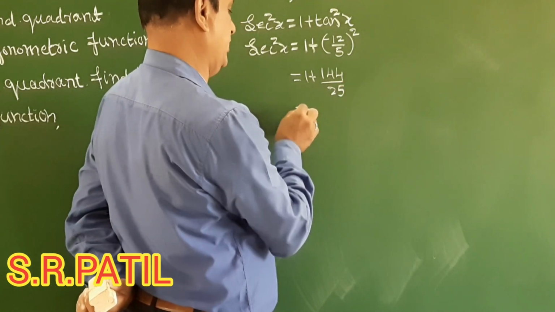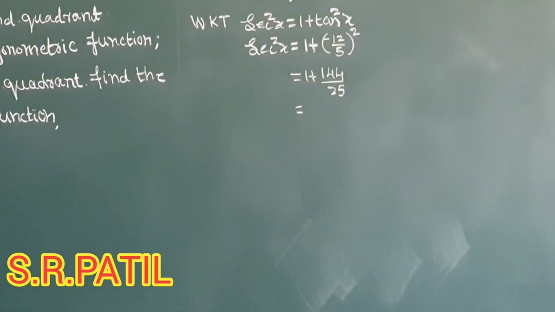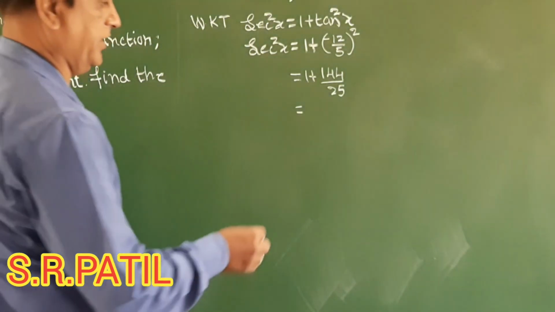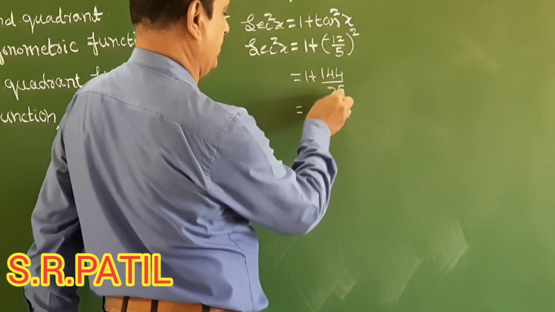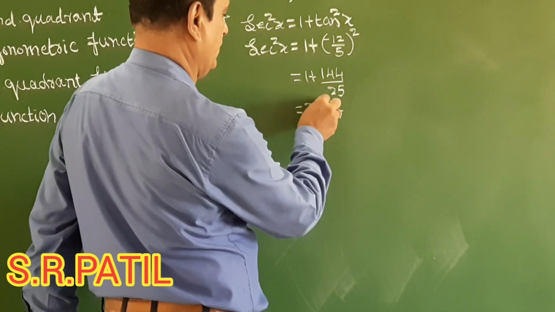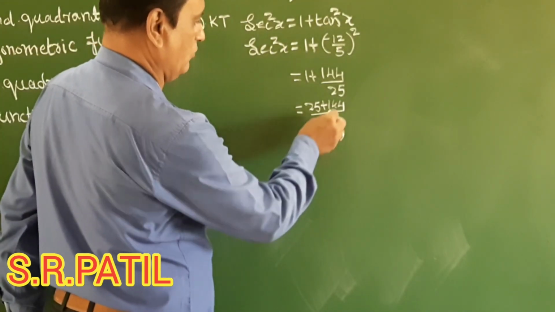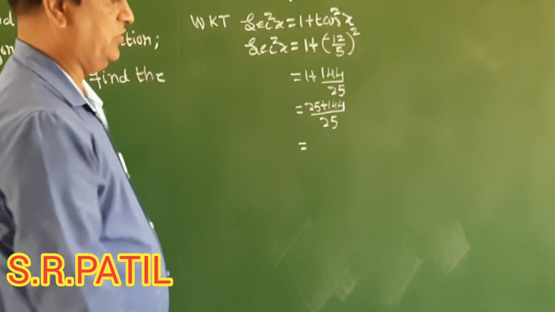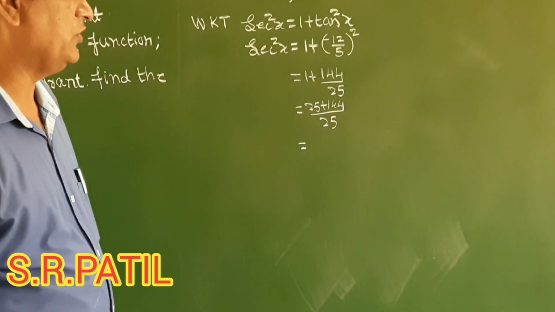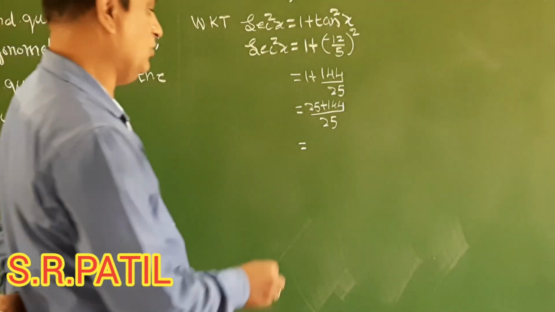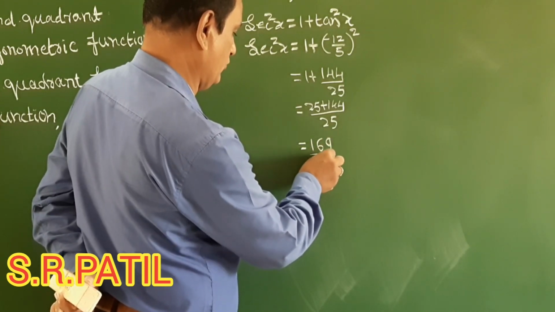So again you have to write in the simplest form by taking the LCM. The LCM is 25. Taking the LCM 25, 1 multiplied by 25 is 25, then plus 144. Again you have to rearrange: 144 plus 25 gives 169. Is it correct? 169 divided by 25.